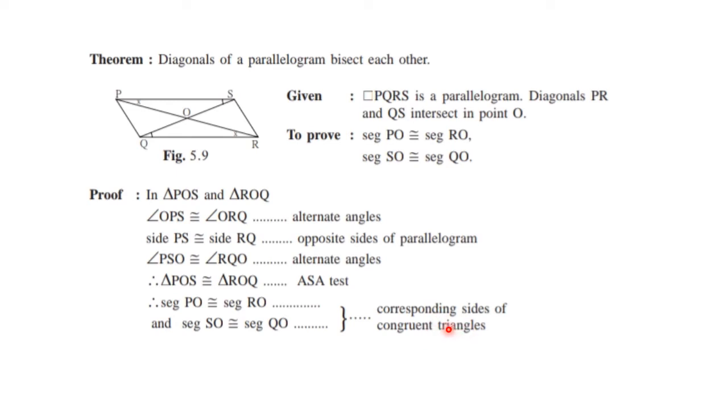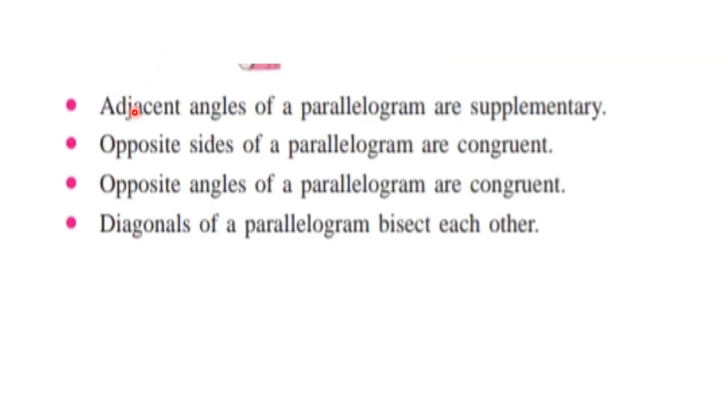So these were the two theorems which we need to do before starting with the practice set 5.1. So let's start with the practice set 5.1. Before that, I would glance over some of the properties. Adjacent angles of the parallelogram are supplementary. Supplementary means their addition is 180 degrees.